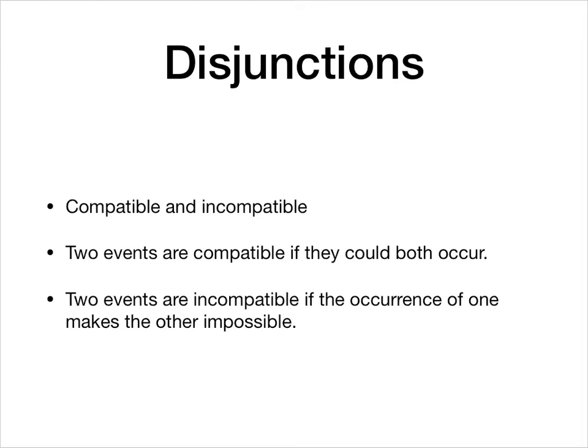Compatible and incompatible events. 2 events are compatible if they can both occur. 2 events are incompatible if the occurrence of one makes the other impossible.